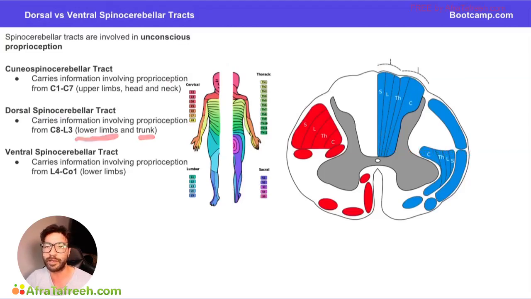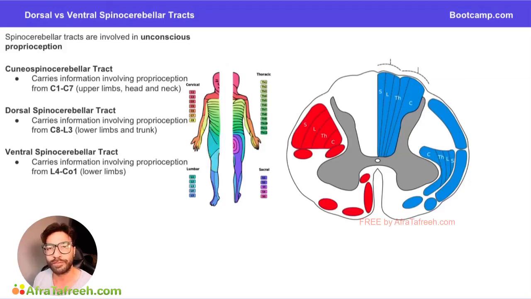Now the dorsal spinocerebellar tract is carrying proprioceptive information from C8 to L3, specifically from the trunk and the lower limb. If we take a look at the diagram, you can see it's a little bit here on the hand, that's C8, but the majority is coming from the trunk as well as the anterior upper aspect of the lower limb.